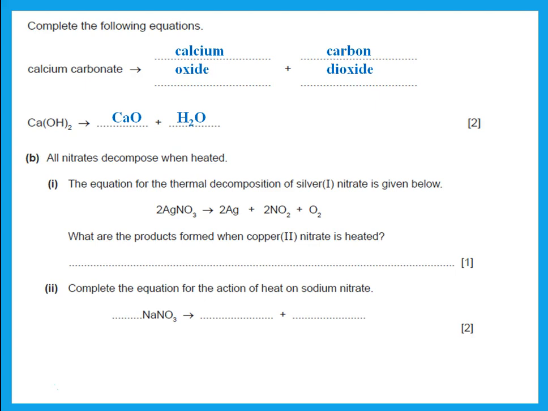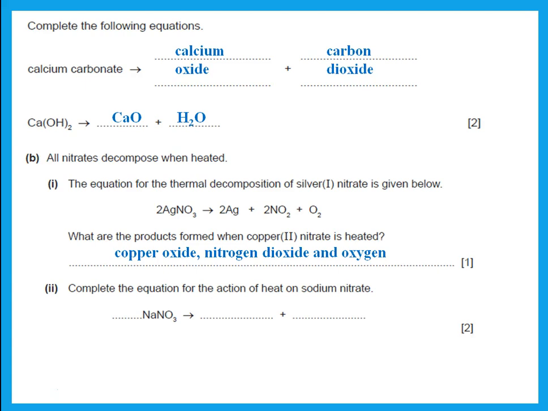All nitrates decompose when heated. The equation for the thermal decomposition of silver nitrate is this. Notice that this is an exception to what we said. This is different from what we said. But he's asking what are the products formed when copper nitrate is heated. Remember, when we heat the nitrate of anything that's not group 1, it gives what? It will give the oxide, nitrogen dioxide, and oxygen. So this will give copper 2 oxide, nitrogen dioxide, and oxygen.